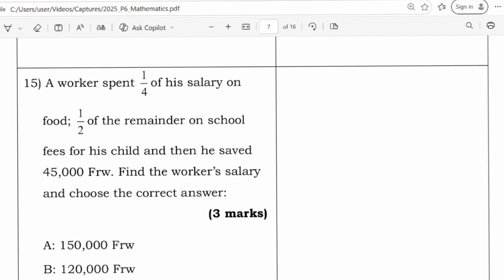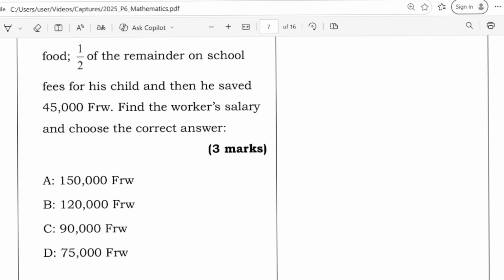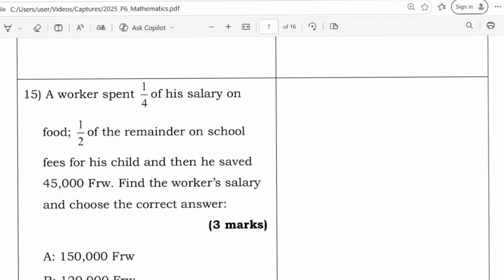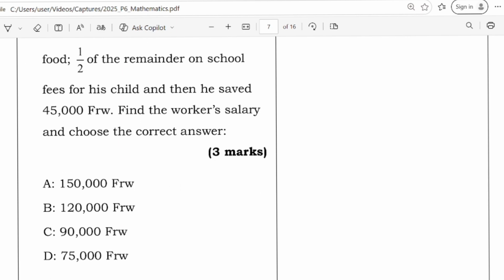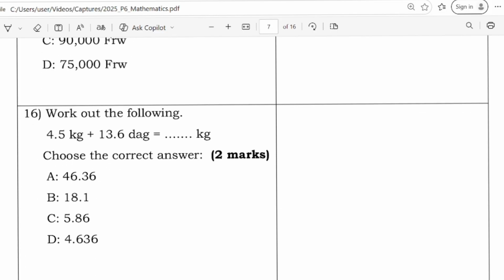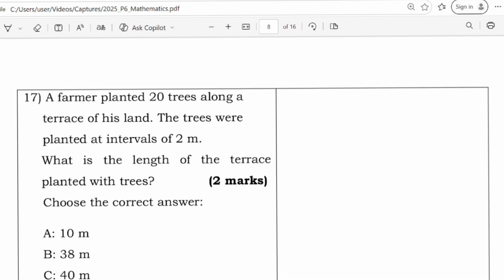And this question: the worker spent this on salary, and then you have to find the worker's salary by finding how much he spent on food, on school fees for his child, and the savings, so that you can find the total salary. You can also choose from these options. And then number 16 is about putting all these measurements in kilograms, and then you find the total.